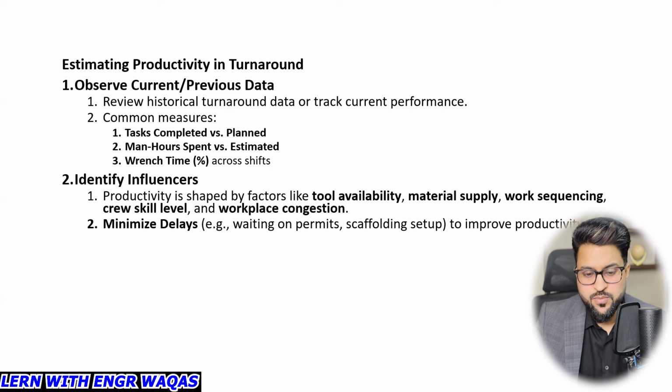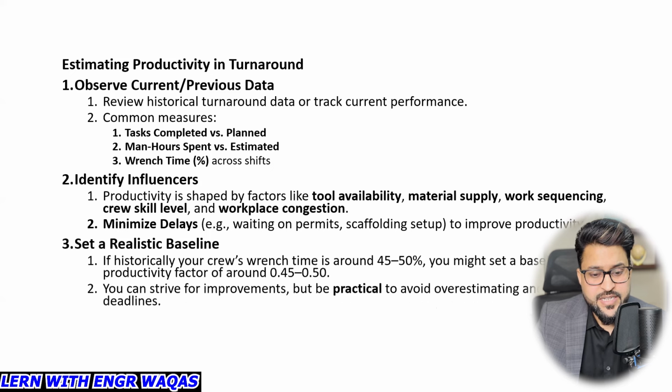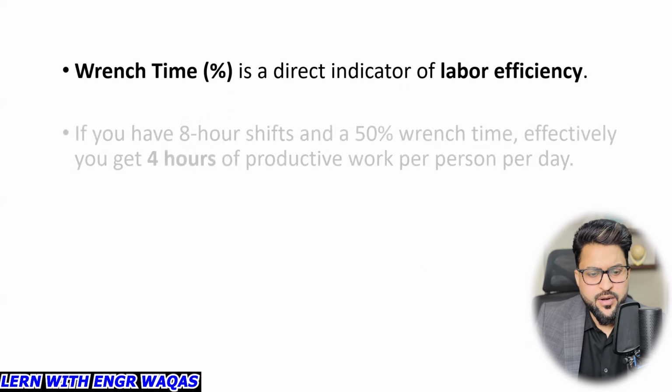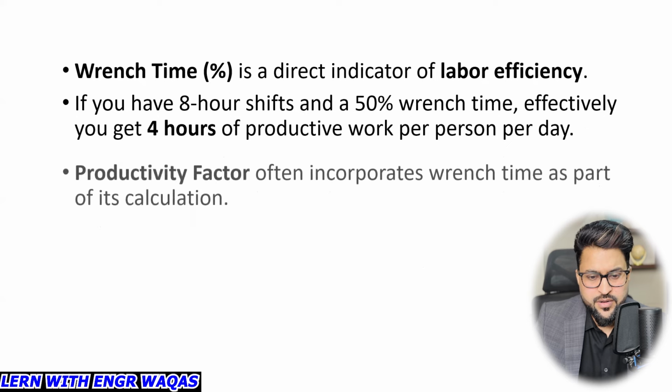Identify influencers. Productivity is shaped by factors like tools availability, material supply, work sequence, crew skill level, and workplace congestion. Minimize delays, okay, and set a realistic baseline. If historically your wrench time is around 45 to 50%, and you have allocated them a 10 hours a day shift, they are going to produce productivity of 5 hours, right? That is what wrench time means. So wrench time is a direct indicator of labor efficiency, right? The way I have explained just now.